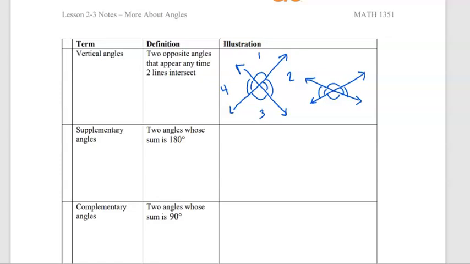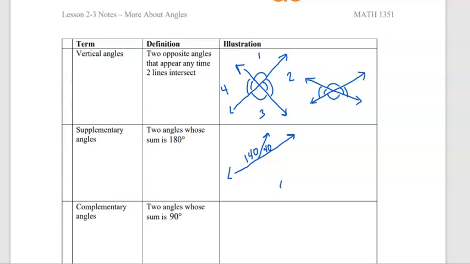Supplementary angles are any two angles whose sum is 180 degrees. And because it's 180 degrees, the two angles would obviously create a line beside each other. And so we're going to illustrate this. So let's say I have this first angle here, and say it's equal to 40 degrees. Then this other angle supplementary to it would be 140 degrees, because the two angles create a straight line and add up to 180 degrees.